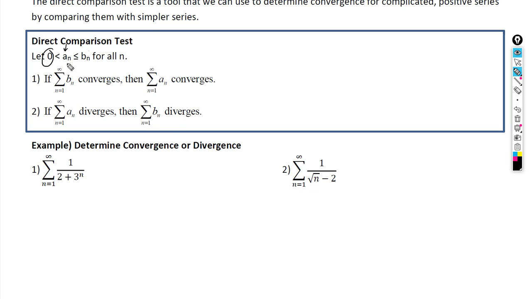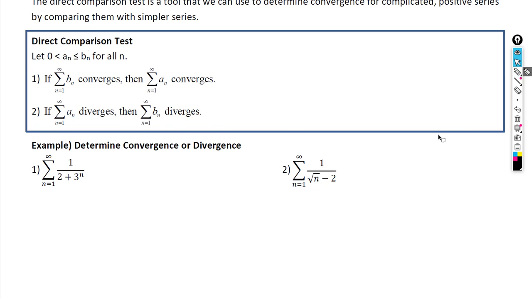Now, you cannot say that if b sub n diverges, then a sub n diverges, because it could diverge or converge. It could be one or the other. So that backwards direction, the contrapositive or whatever, doesn't work. b sub n diverging does not imply a sub n diverging.